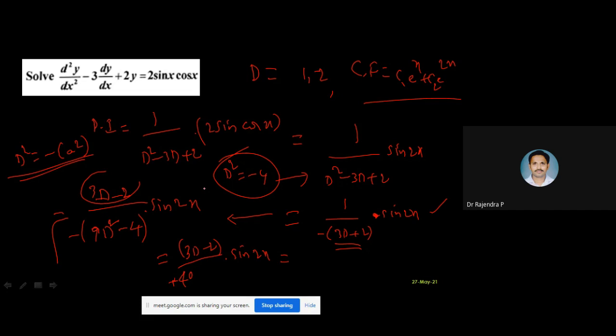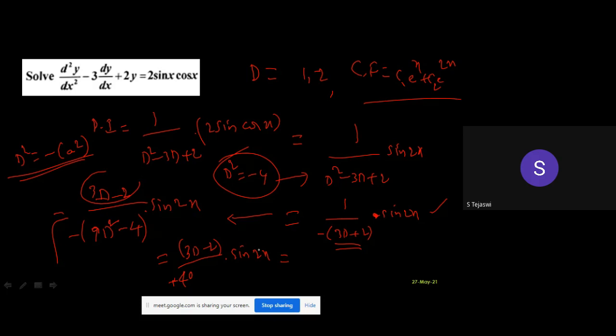Okay, so first square it. When you are squaring, we will get 4. Then give the sign, right? So that will be minus 4. So 9 into minus 4, minus 36, minus 4, that will be minus 40, minus 40 into minus, that will be plus 40. Got it?